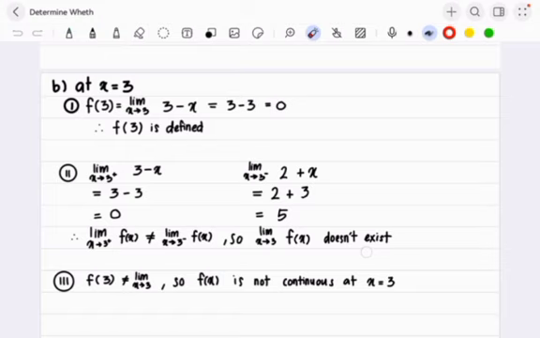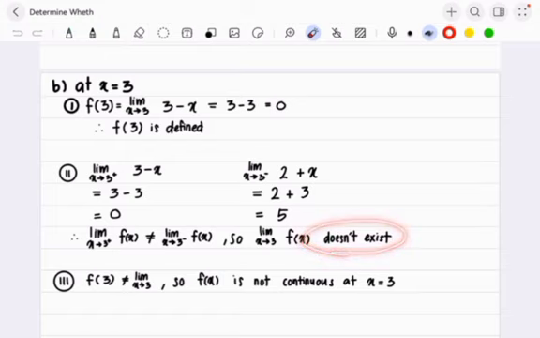The limit as x approaches 3 from the right, 3 minus x, substitute, equals 3 minus 3 equals 0. And then the limit as x approaches 3 from the left, 2 plus x, equals 2 plus 3 equals 5. So it's not the same. Therefore, the limit as x approaches 3 from the right of f(x) does not equal the limit as x approaches 3 from the left of f(x). So the limit as x approaches 3 of f(x) does not exist.